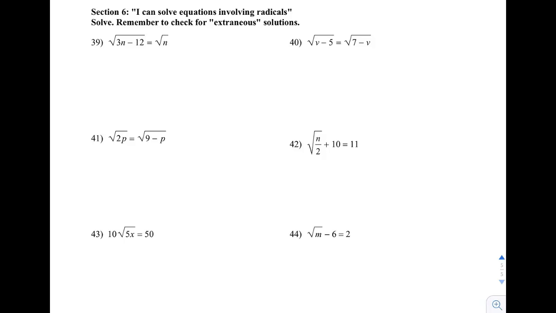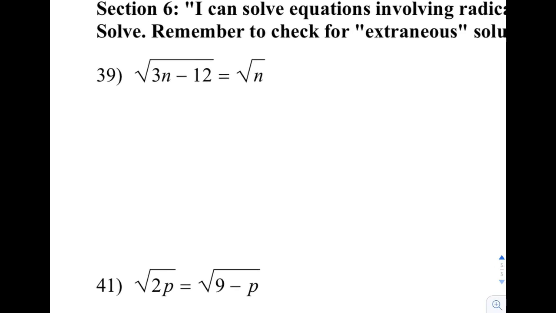We are looking at our final section, and we are going to be solving equations that involve radicals. So let's go ahead and get started with this first example. You'll see that we have radicals on both sides, and in the middle there is an equal sign. And when there's an equal sign, the way that we try to move forward is to solve, to get the letter that we have, in this case n, all by itself.